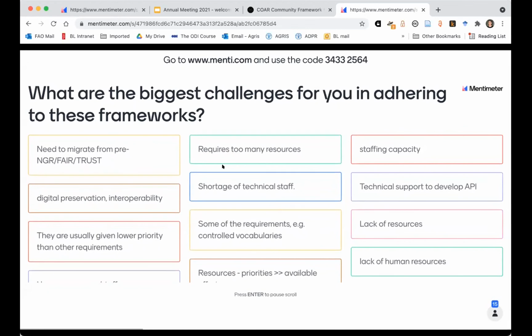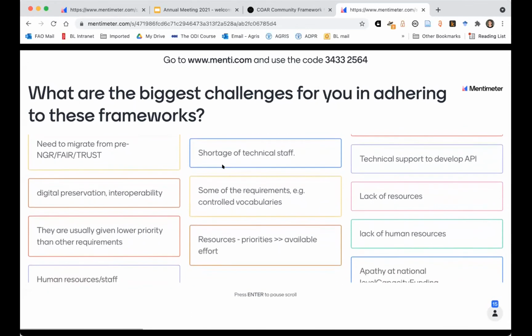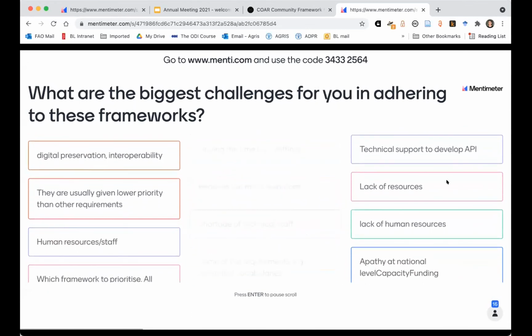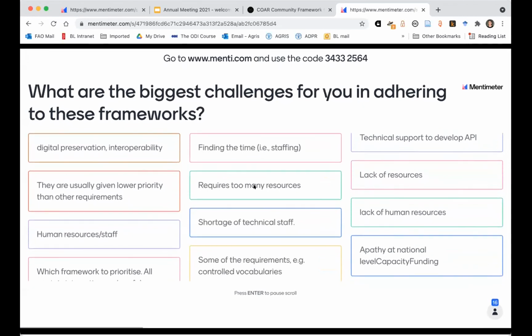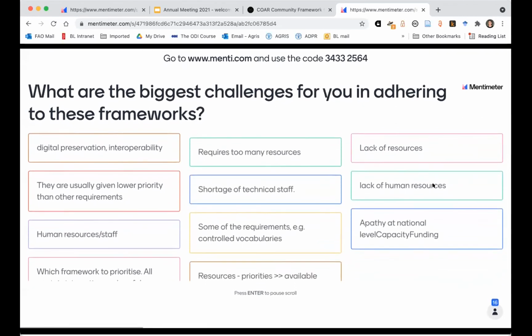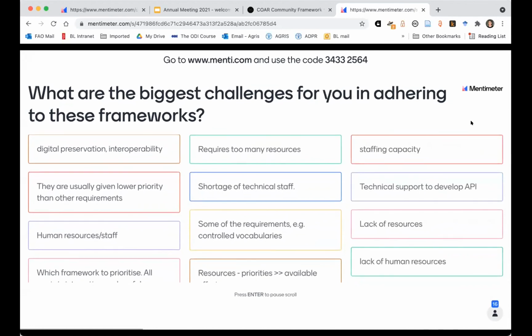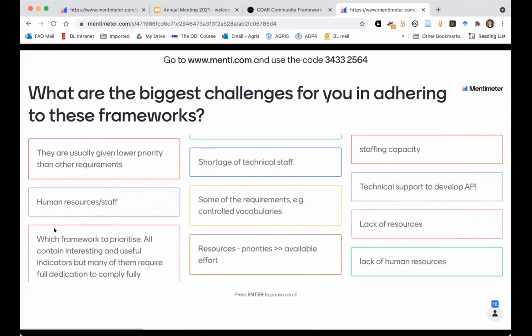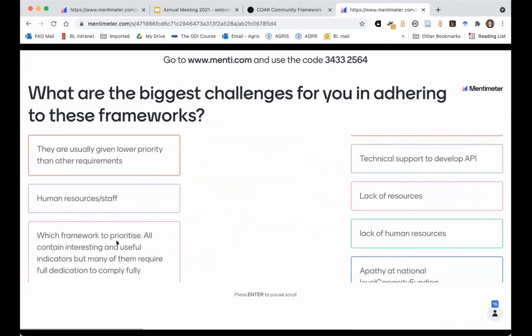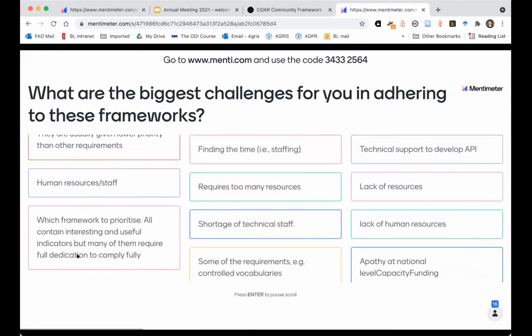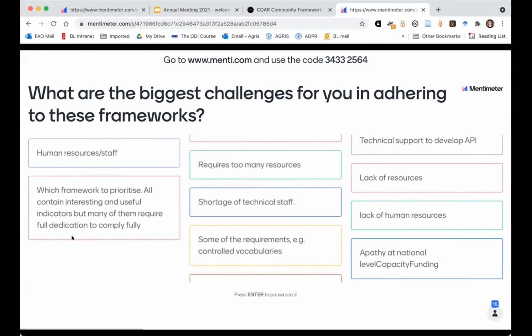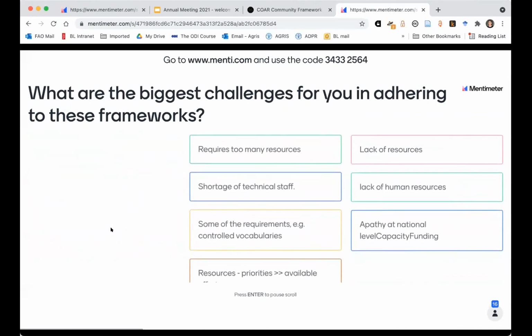Some of the requirements, e.g. controlled vocabularies. Resources, priorities, I read somewhere. Lack of human resources. Which framework to prioritize? All contain interesting and useful indicators, but many of them require full dedication to comply with.